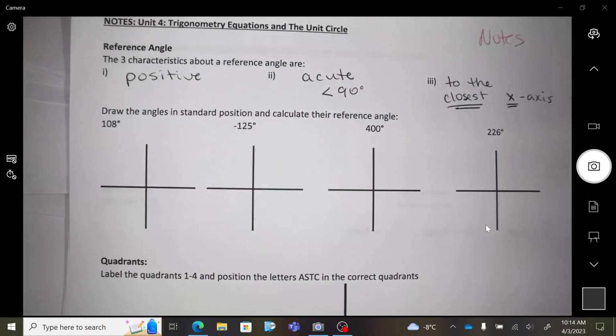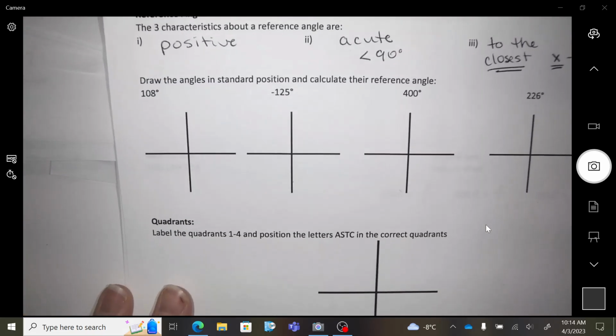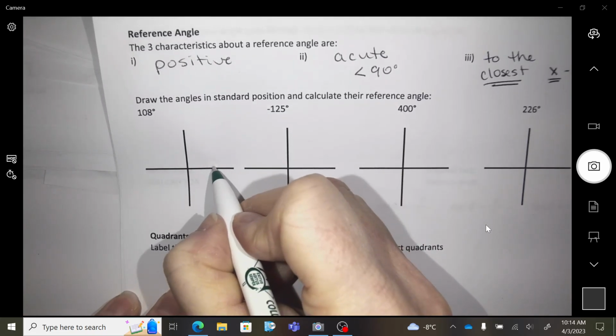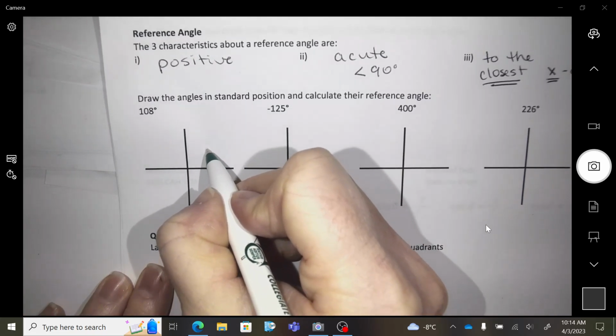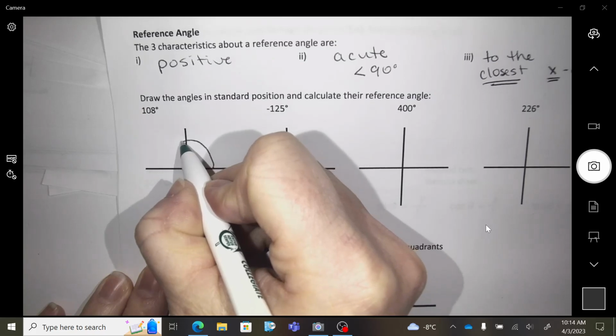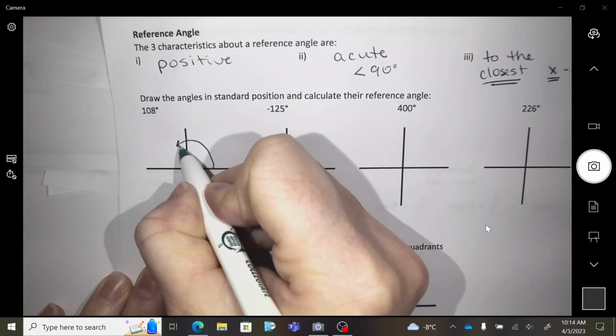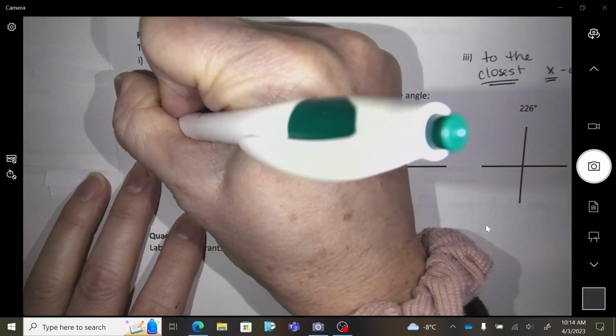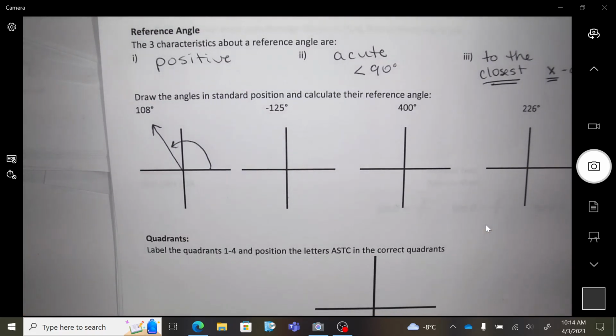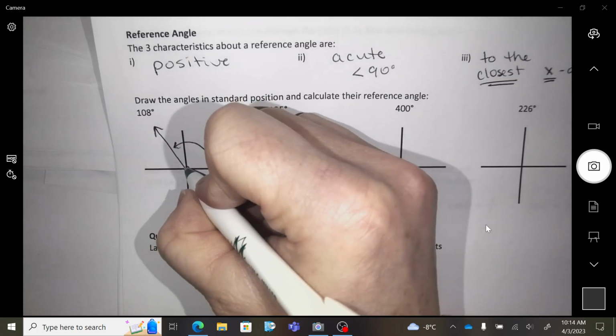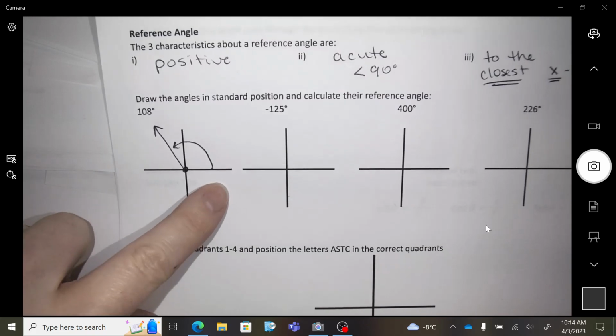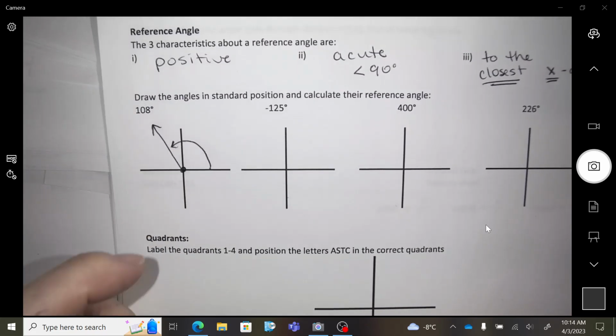Okay, so draw the angle 108 degrees. So I'm starting here. I'm going to go, this is 90, so 108 would be about right there, and then I'm going to kind of draw like a clock arm. So when you draw angles, I need you to draw me kind of your clock arm from the middle, and I need you to show me the path that you swiveled.